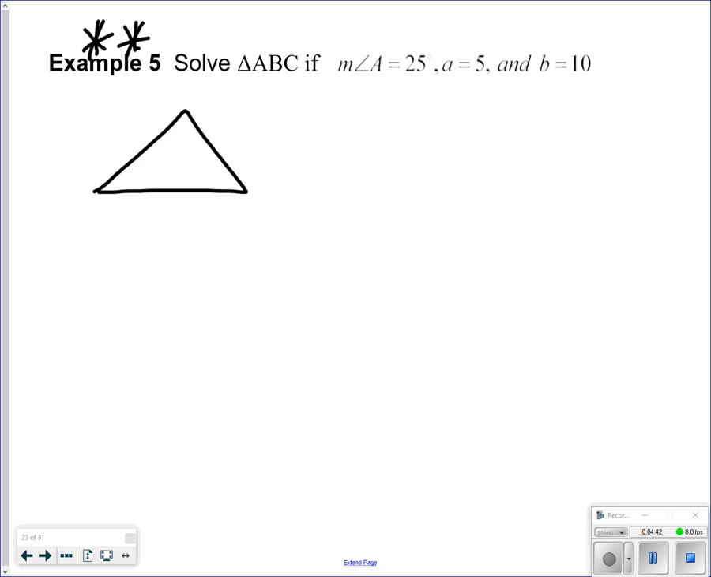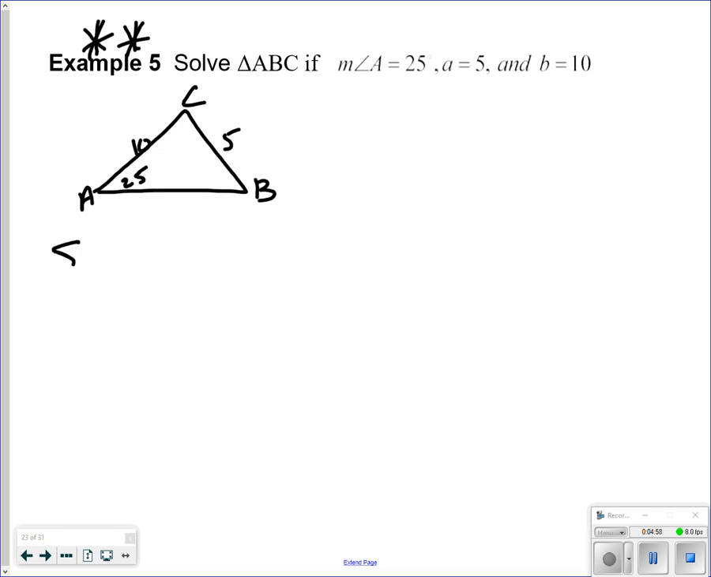I'm going to draw a picture. A, B, C. I'm given A as being 25. Side A is 5, and side B is 10. So this fits my scenario. I have an acute angle. The side opposite is smaller than that of the adjacent. This could be two triangles.